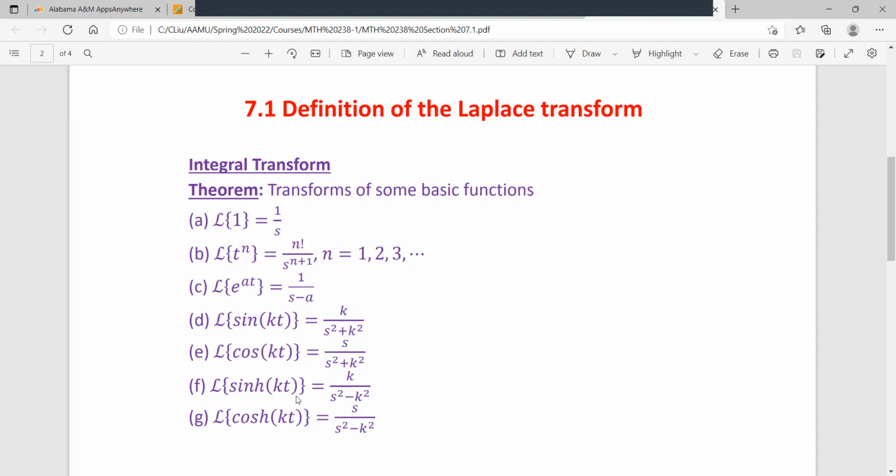So the difference between sinh and sine is just plus and minus in the denominator. And the Laplace transform of cosh kt is just s over s squared minus k squared. So just be a little cautious about the difference between those forms corresponding to the different Laplace transforms of those functions. All of this can be easily obtained from the definition. You just carry out the integral, and you get those results.